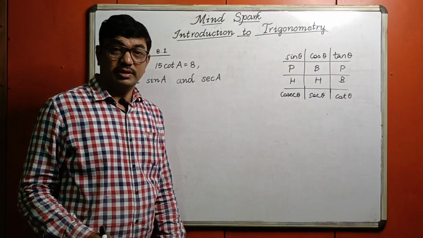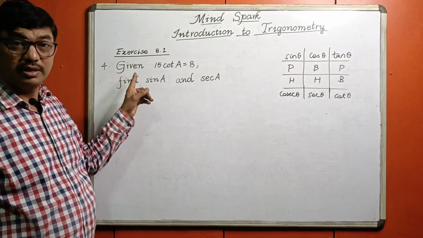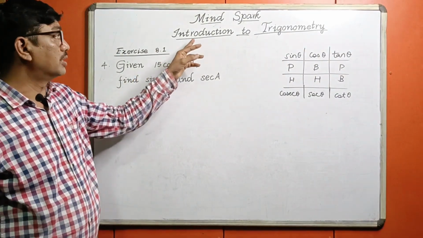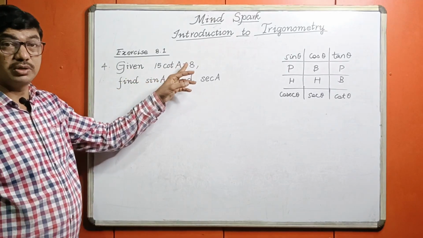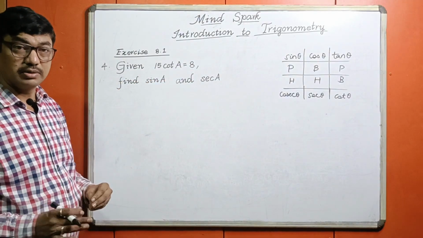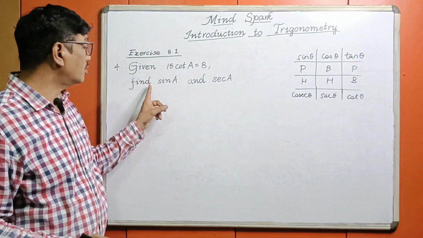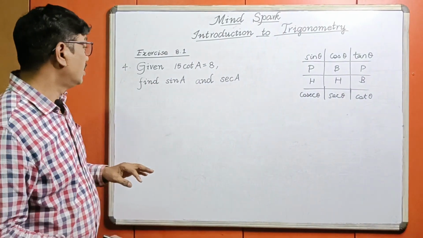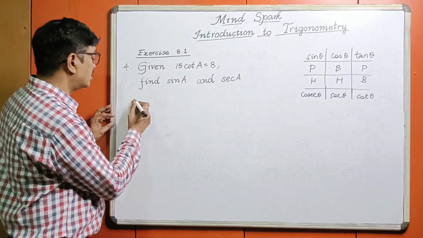So next question, that is exercise 8.1 and the fourth question, in your textbook, Introduction to Trigonometry. You can see that given 15 cot A is equal to 8. What is given? You should read that first. Then what to find out. So here, 15 cot A is given.